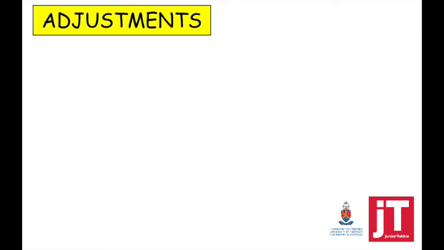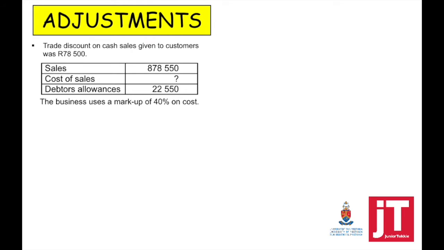Before we start with the questions, we are first going to look at the adjustments. This is the part where learners battle. So we're going to take some time to go back and practice the adjustments using T accounts. Trade discount on cash sales given to customers was $78,500. They provided you with sales. Cost of sales is a question mark, which means we need to calculate it. Debtors allowances, 22,550. The business uses a markup of 50% on cost.